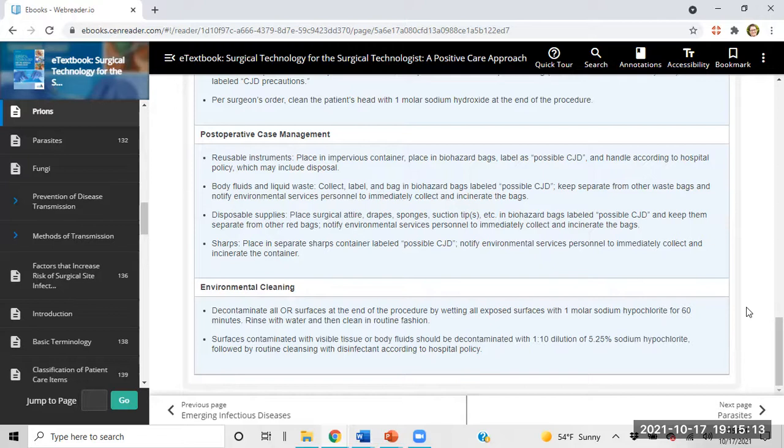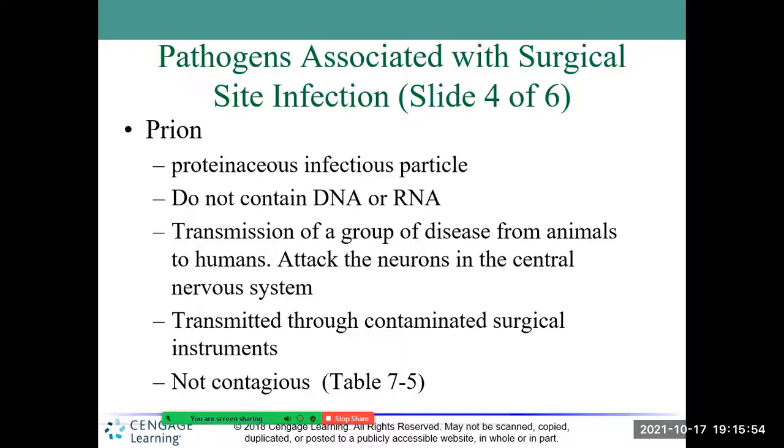And so at the end of the case, you're going to decontaminate the OR surfaces with that 1 molar sodium hydroxide. And then it's going to soak for 60 minutes and then rinse with water, and then it'll be cleaned in the normal way. If there is some visible tissue or body fluids, it should be decontaminated with a 5.25% sodium hypochlorite at a 1 to 10 dilution. And then you're going to use the hospital's policy on that one.